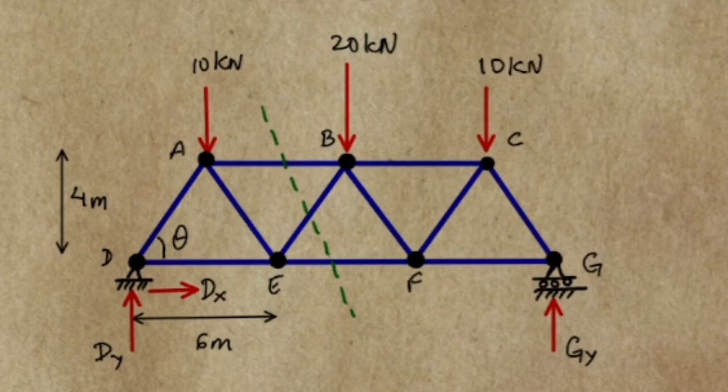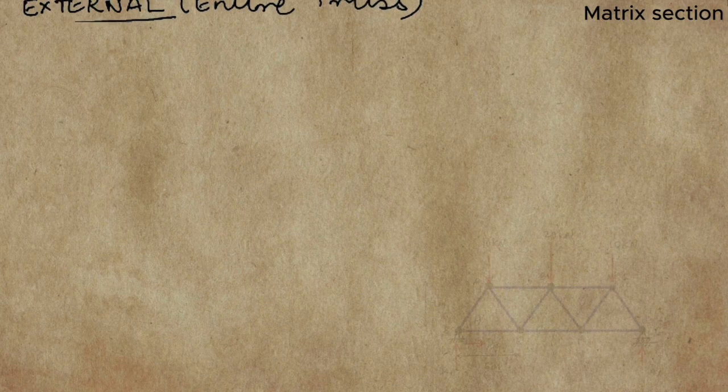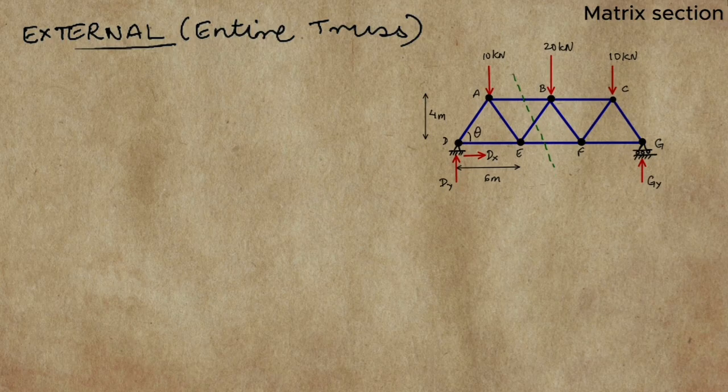Let's see how to get the member force EF using the section method. The first thing we do is to get the reaction forces at D and G.